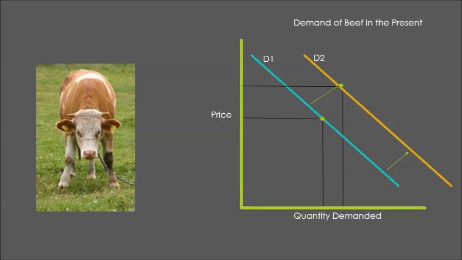If there is a sudden outbreak of mad cow disease, the expected price of beef in the future would go up. As a result, there would be a huge increase in the demand for beef in the present, because consumers would expect a dramatic increase in the price in the future and want to buy it now at the current price.